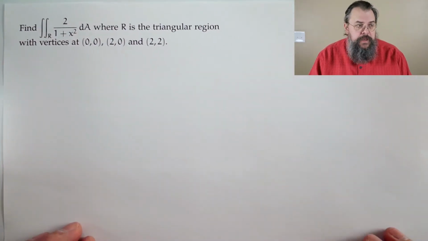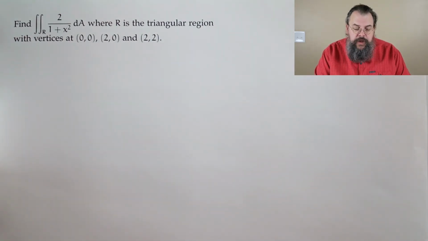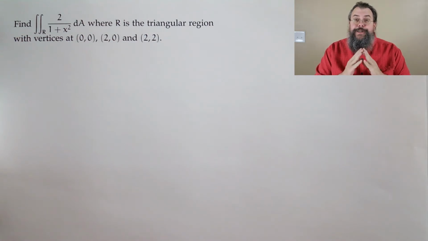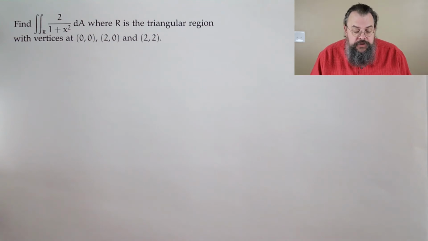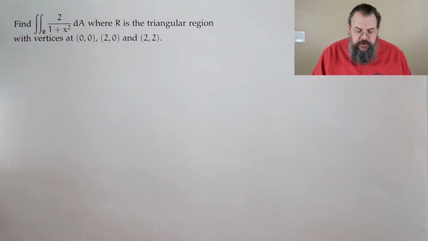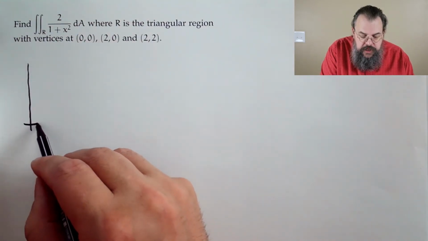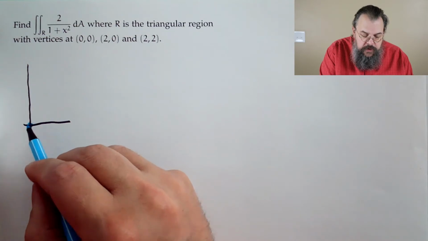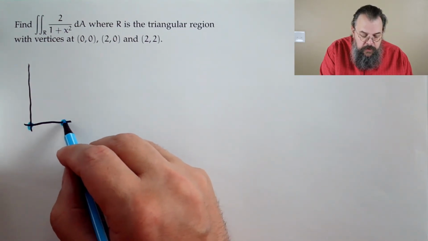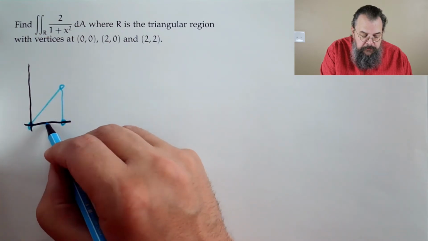All right. Find the integral over a region R of 2 over 1 plus x squared dA. Ooh, arctangent, right? Where R is the triangular region. Oh, it's a triangle. Okay, let's draw this. Vertices are at (0, 0), (2, 0), and (2, 2). Okay, let's mark where these vertices are. So (0, 0), (2, 0), and (2, 2). Okay, so there's our triangle.